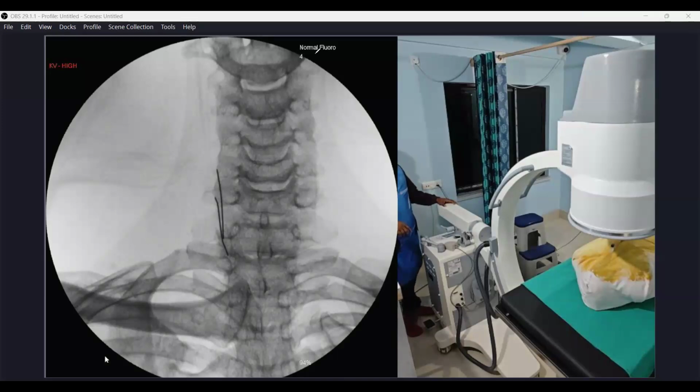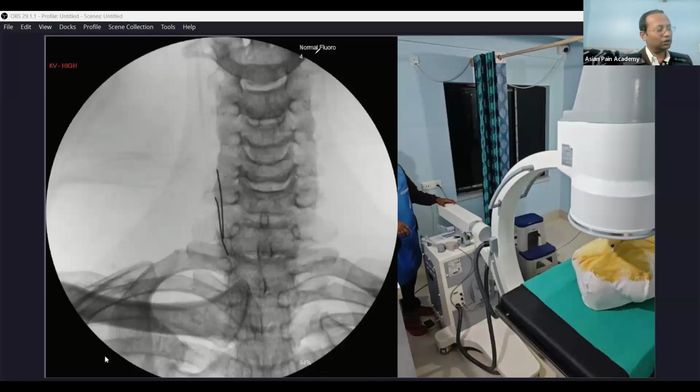Sir, okay, so if two joints are involved, three levels I have to give. Yes, three levels, of course. If two joints are involved consecutively, one after another, then three levels. Yes, true. So this is the way how you put it.